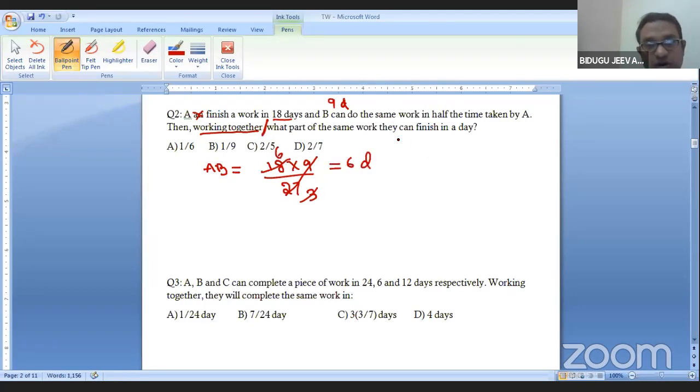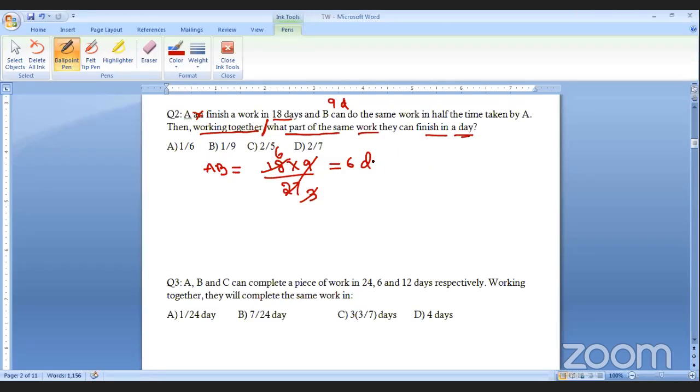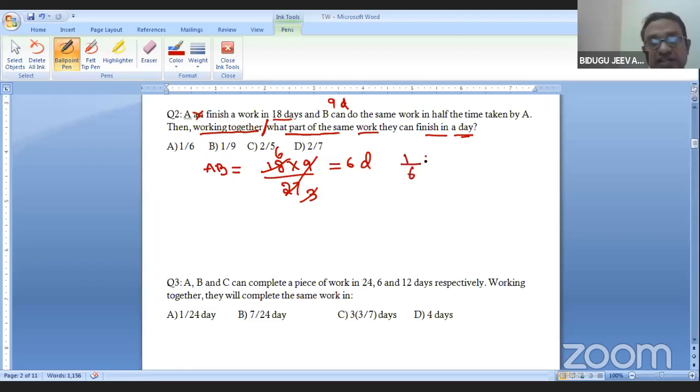So the question is, how many days can both people take? That is not the question. What part of the work do they finish in a day? See, 1 by 6, exactly. Sixth part they can do. Already I said this in the first point. Now you find the same question in different modulations.